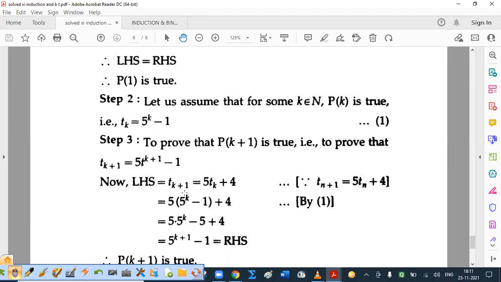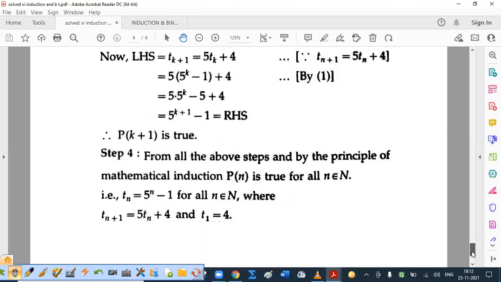We begin with LHS. Tk plus 1 is 5Tk plus 4. Reason? Tn plus 1 is given to be this. Variable is immaterial because n is natural number, so is k. Now what is Tk? It is 5 raised to k minus 1. Substitute. Open the bracket. 5 into 5 raised to k as per laws of indices is 5 raised to k plus 1. What is minus 5 plus 1? It is minus 1. Now this is nothing but right hand side. So P of k plus 1 is true.